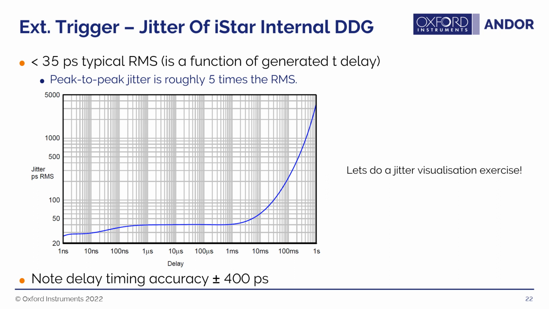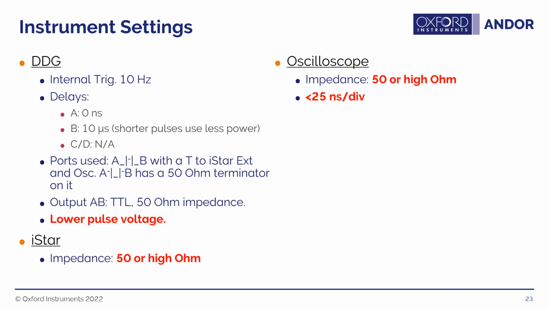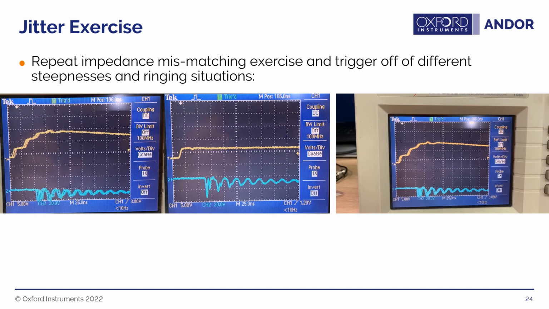Here I'm going to show some visualizations of jitter that I've done with the oscilloscope. In order to set up your system, you set up the delay generator as before, but again, still using low voltage pulses. I'm doing impedance matching between the iStar and the oscilloscope, or sometimes I'm changing it just so I can show different edges that I would trigger off of. Because jitter is generally quite small on the time scale, you want to really zoom in to less than 20 nanoseconds per division.